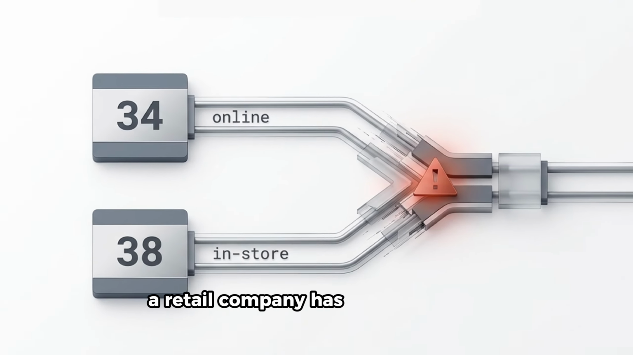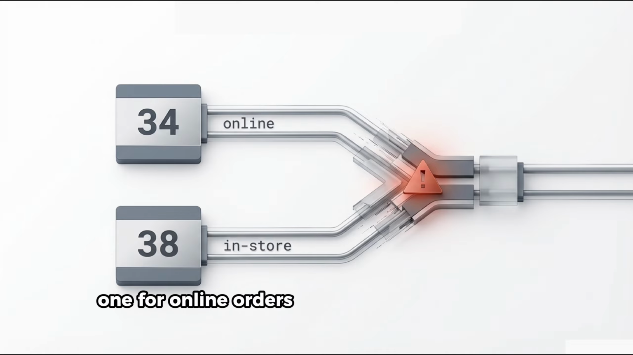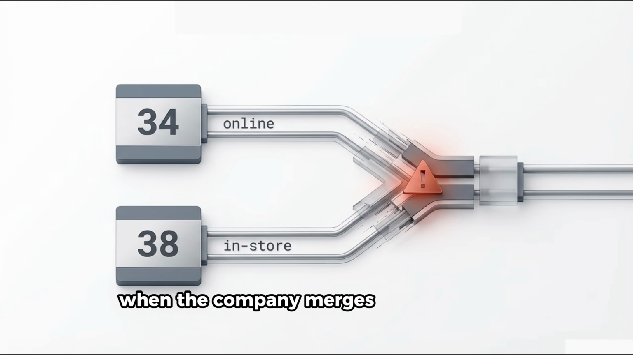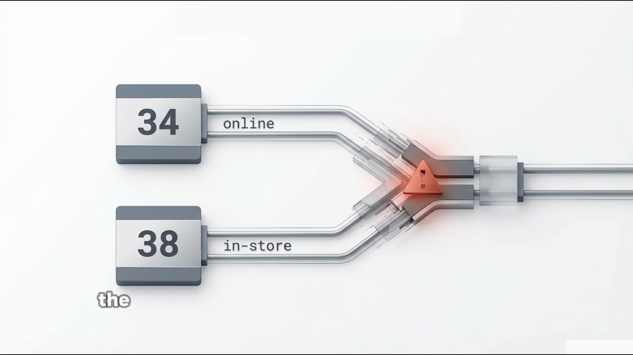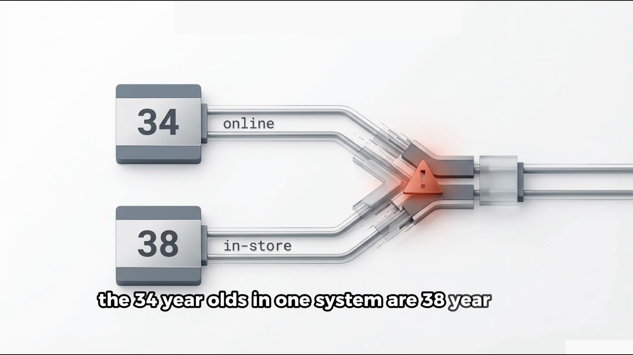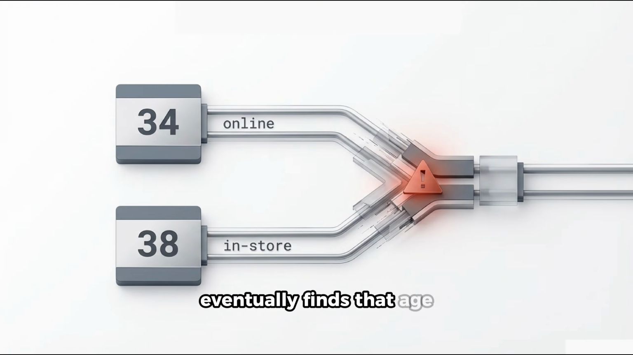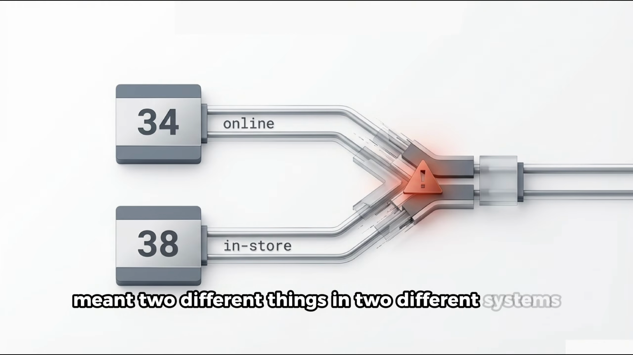A retail company has 2 databases, one for online orders, one for in-store purchases. Both have an age column in their customer table. The online system calculated age when the account was created and stored the number. The in-store system calculates age fresh from the date of birth every time you run a query. When the company merges both datasets for a marketing report, the 34-year-olds in one system are 38-year-olds in the other. The data analyst sees a discrepancy, spends 3 days investigating, eventually finds that age meant 2 different things in 2 different systems. The column name was identical, the meaning was not.